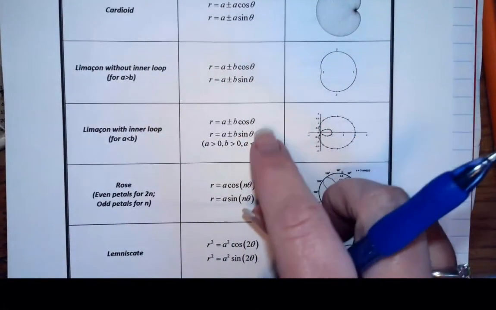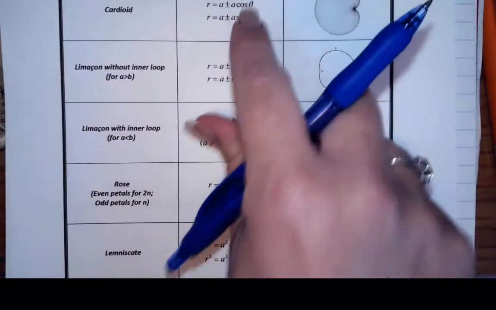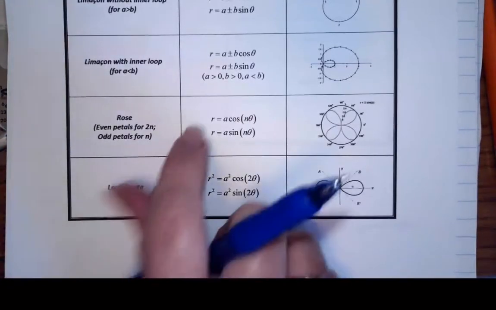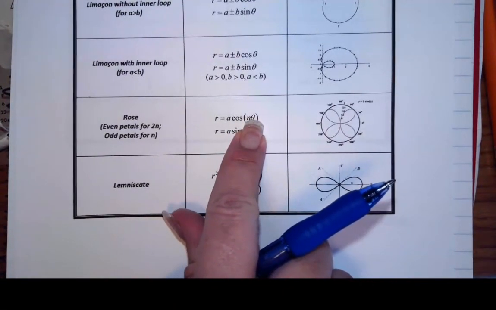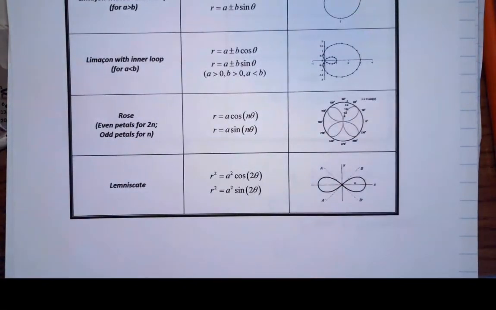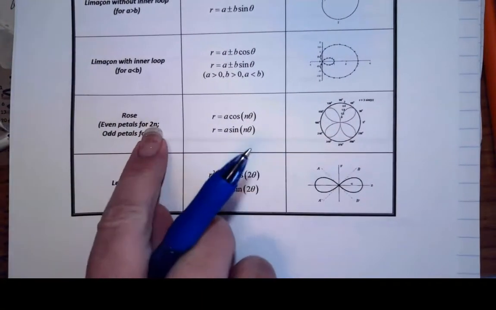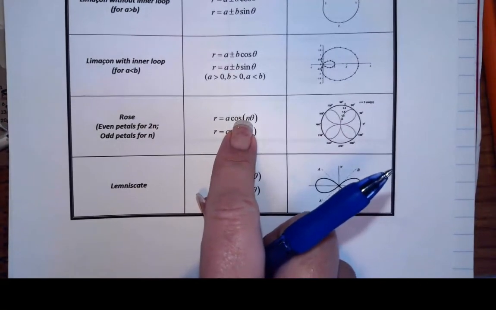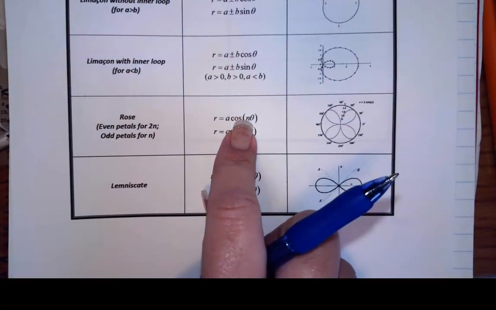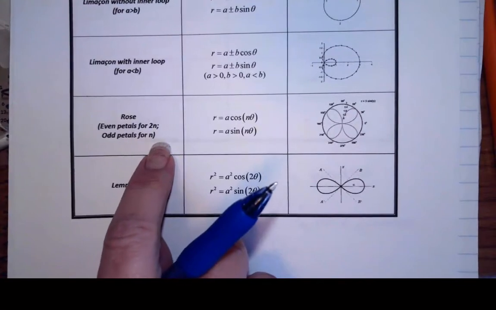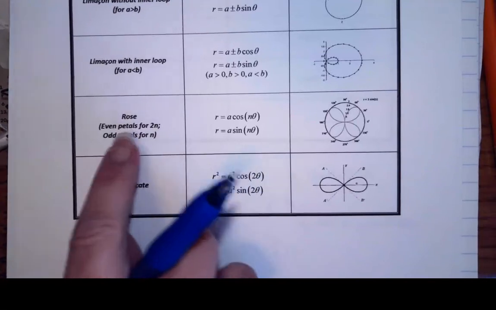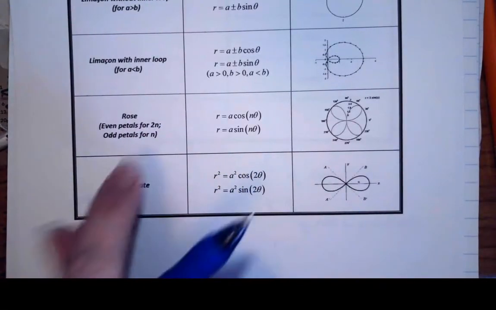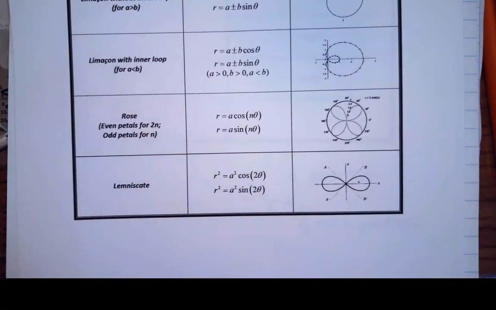Notice on this one, so far, all of your arguments have been a single theta. But when we look at a rose, we have a coefficient on our theta within the argument of the trig function. If n is even, you'll have an even number of petals, and your actual number of petals is going to be half of what you see. If n is odd, then you'll have an odd number of petals.